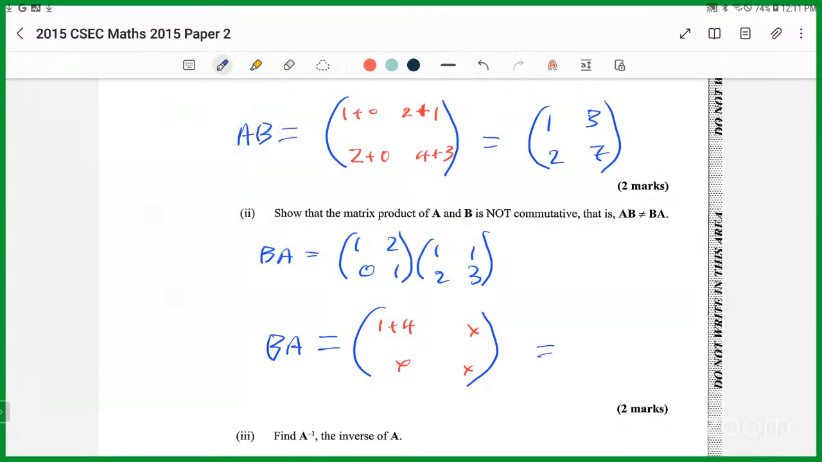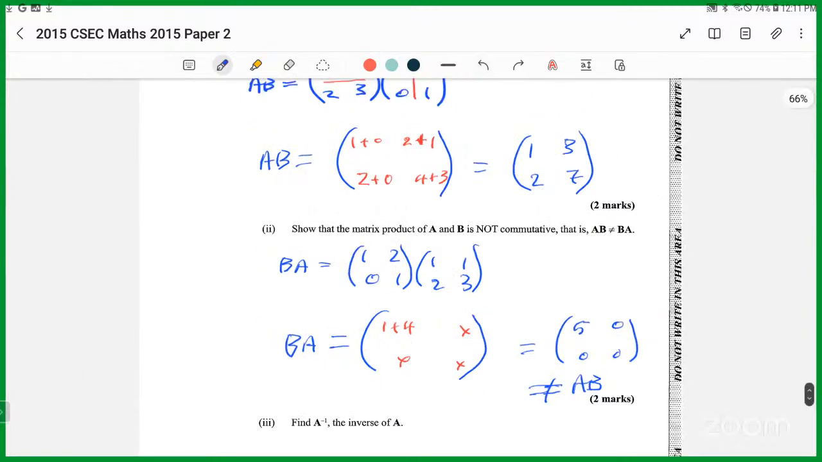This is equal to 5, and then the others, and this is not equal to AB. So BA is not equal to AB. That confirms that it is not commutative.